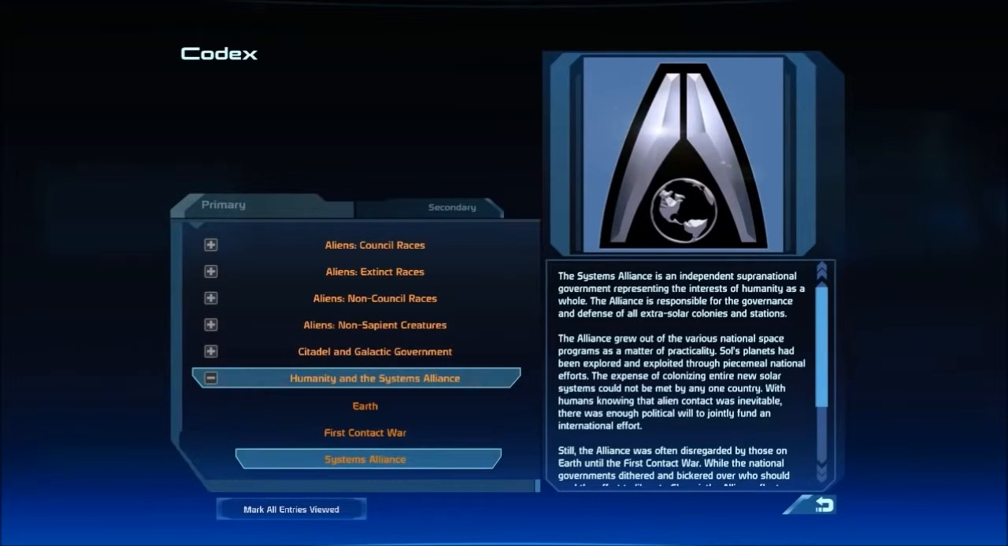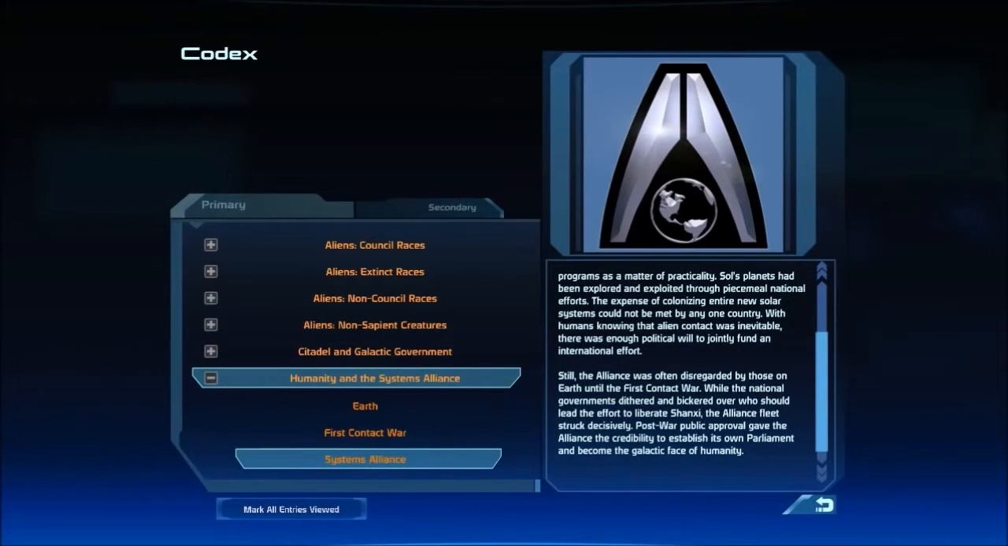The Systems Alliance is an independent supranational government representing the interests of humanity as a whole. The Alliance is responsible for the governance and defense of all extrasolar colonies and stations. The Alliance grew out of the various national space programs as a matter of practicality. Sol's planets had been explored and exploited through piecemeal national efforts. The expense of colonizing entire new solar systems could not be met by any one country. With humans knowing that alien contact was inevitable, there was enough political will to jointly fund an international effort.